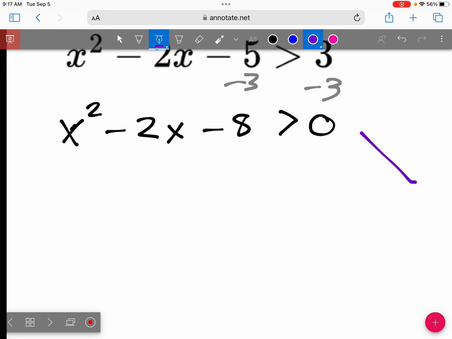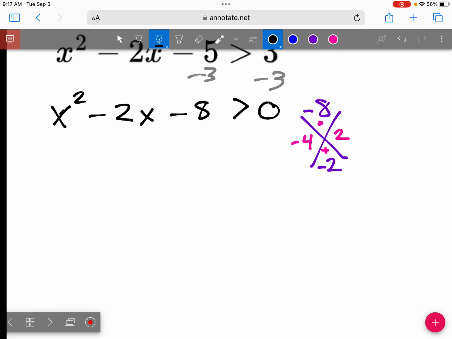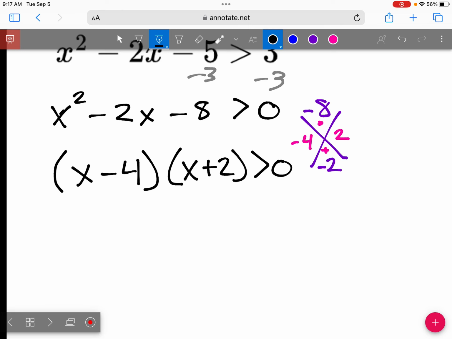Factor it. Multiplies to make -8, adds to make -2. Yes, you can. -4, +2. My a value is 1, so I do not even need to use a box or grouping. We get x minus 4, x plus 2 greater than 0. And we are into exactly what we did on the previous page.